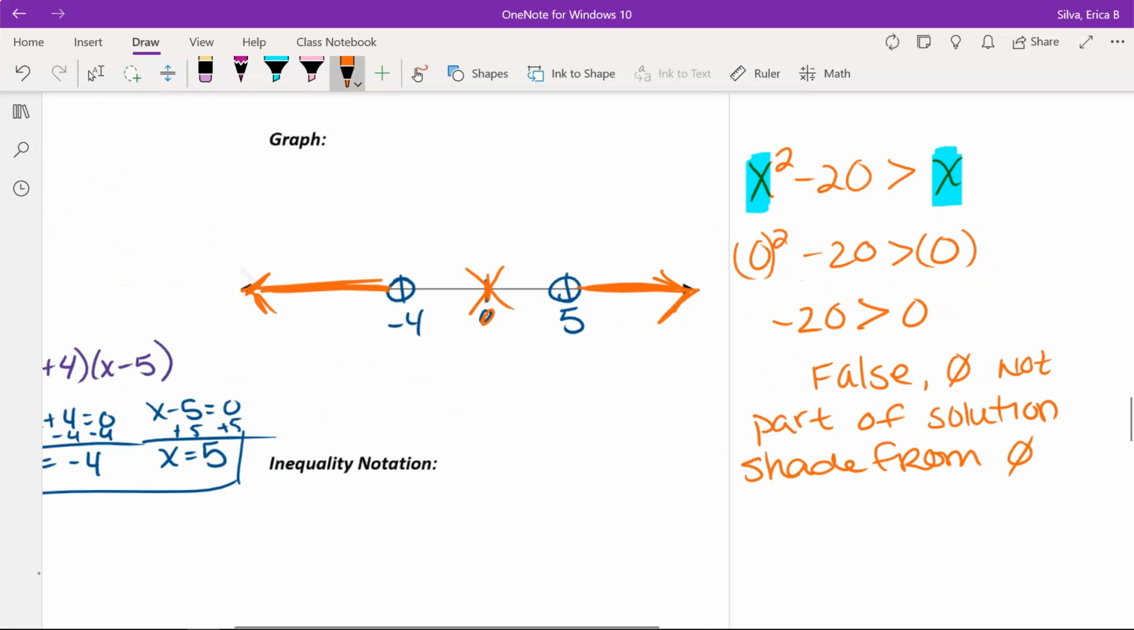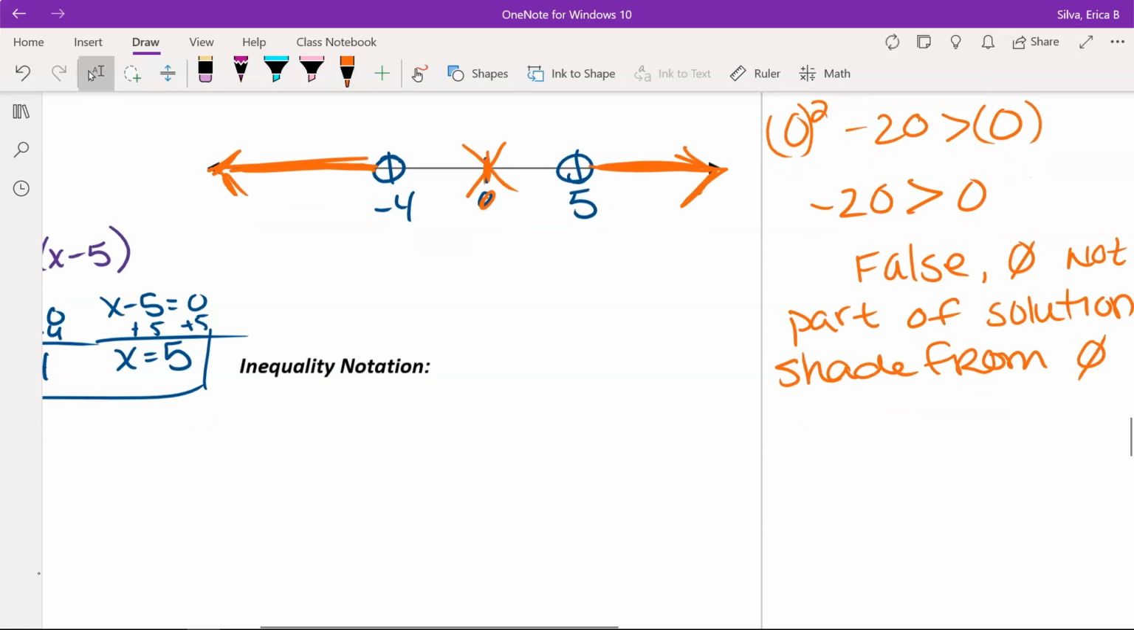So now for my inequality, all of my x's are less than negative 4, or all of my x's are greater than positive 5.